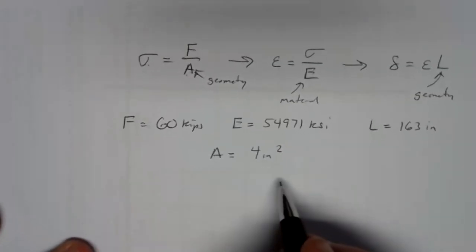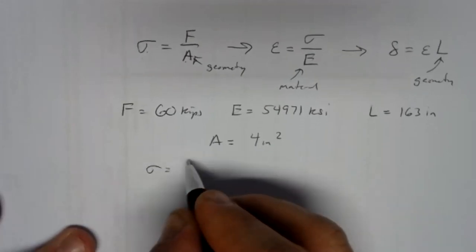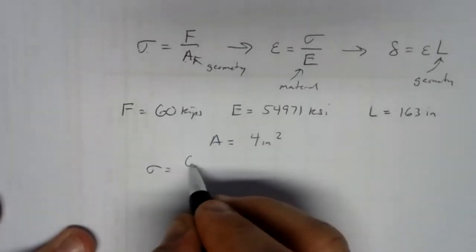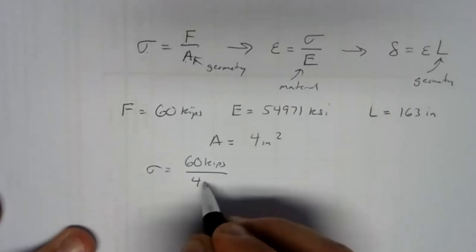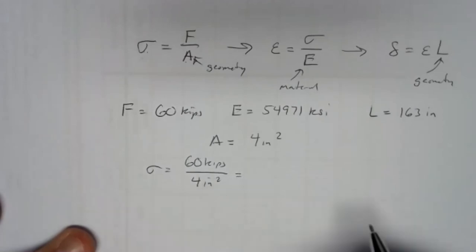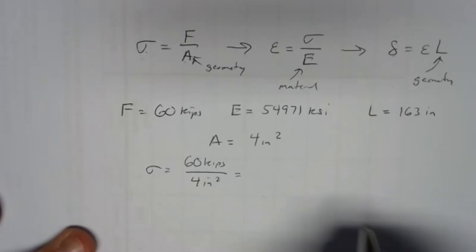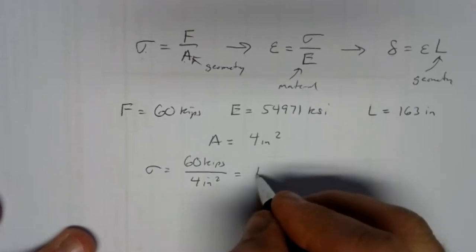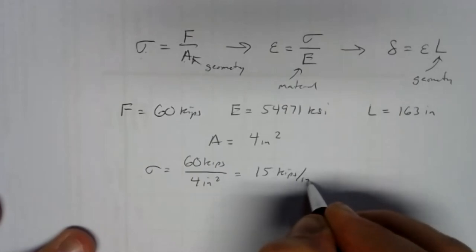So first we have to find the stress. Stress is force divided by area. We're applying a load of 60 kips across 4 square inches. So 60 divided by 4, that should be 15 kips per square inch.